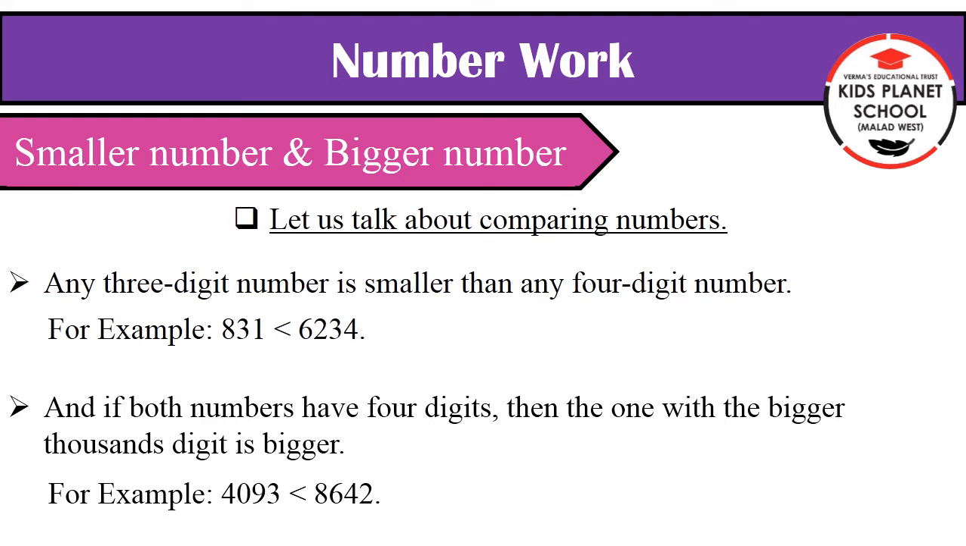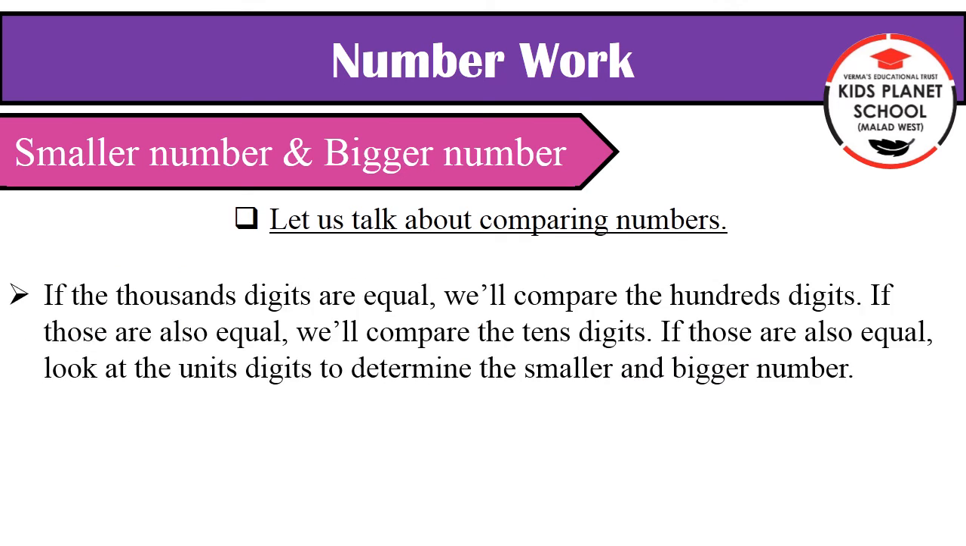Children, which is the bigger number, 4 or 8? Yes, 8. So it means 8642 is the bigger number. If the thousands digits are equal, we'll compare the hundreds digits. If those are also equal, we'll compare the tens digits. If those are also equal, look at the units digits to determine the smaller and bigger number.